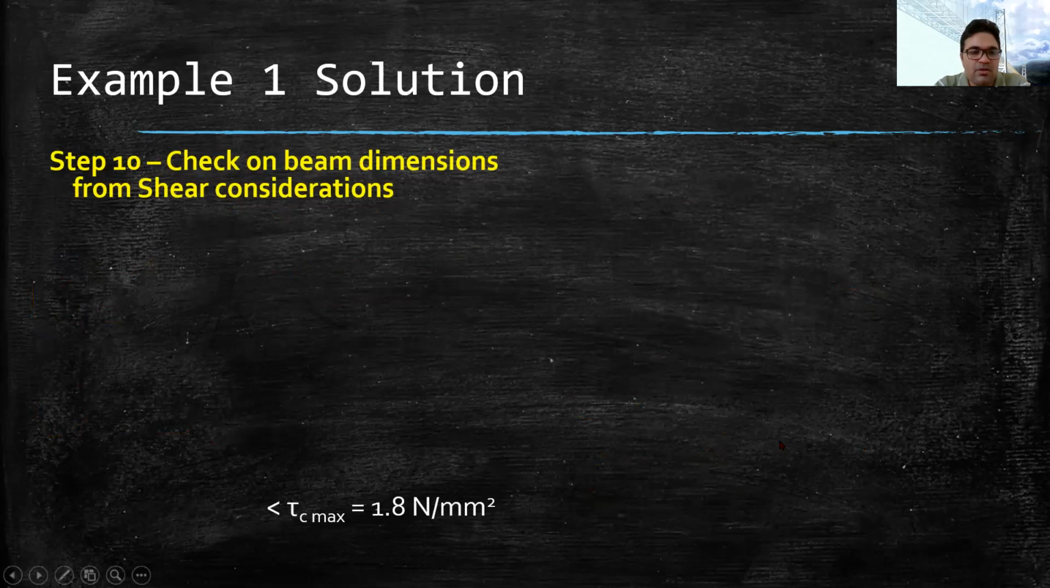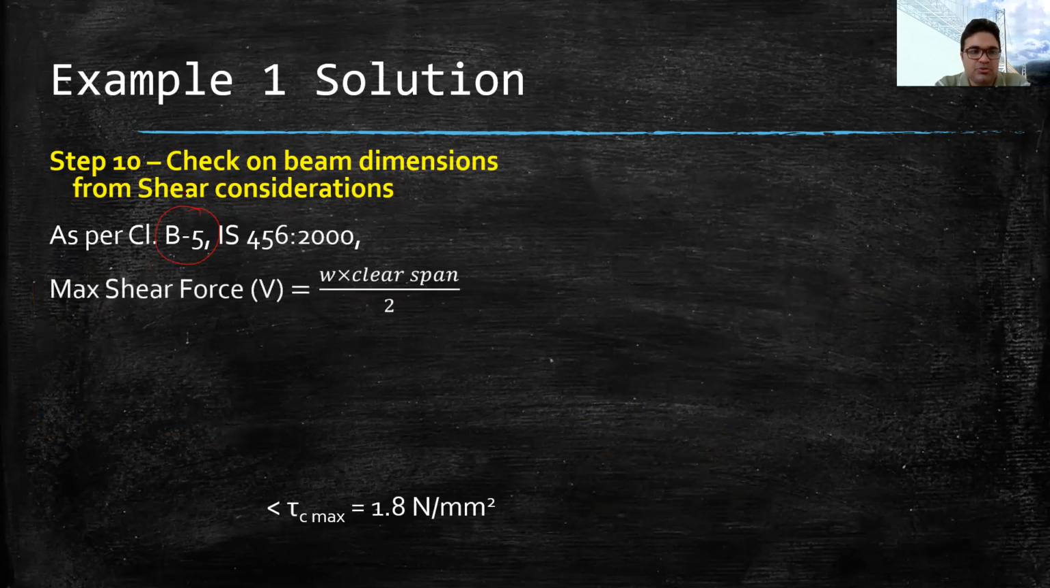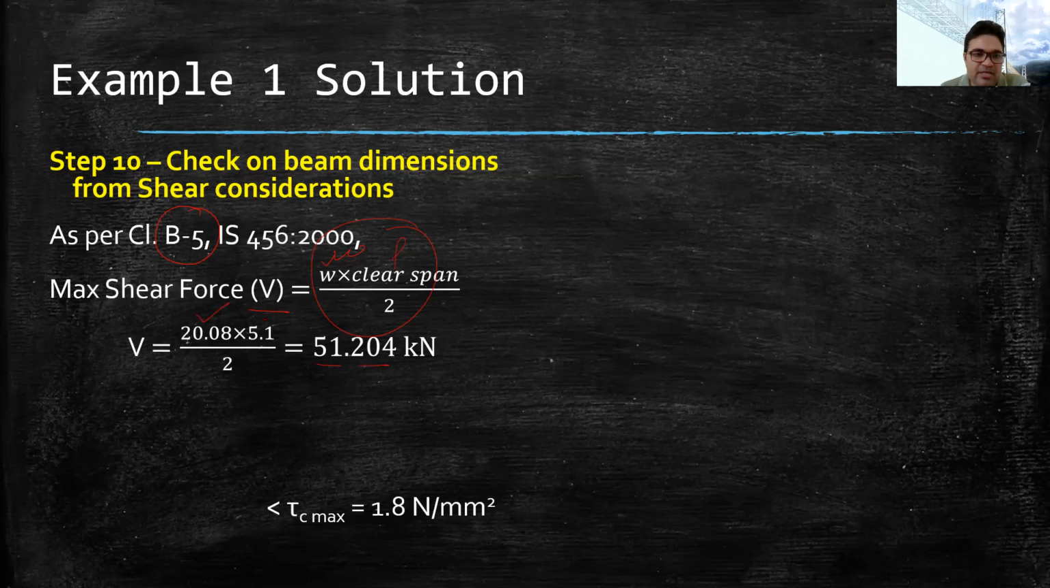Now we will check our beam for the shear consideration also, and I have already explained how we find out various parameters in the shear force check. So first we have to find out V value. V is WL by 2. So W we have already the value, which is 20.08, and clear span is 5100. So putting the value, we can find out V value as 51.204. This we have calculated earlier. This value is already given in the question.